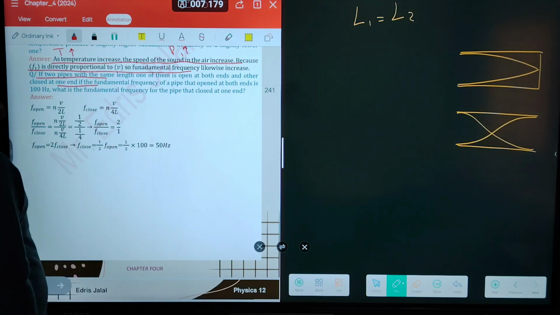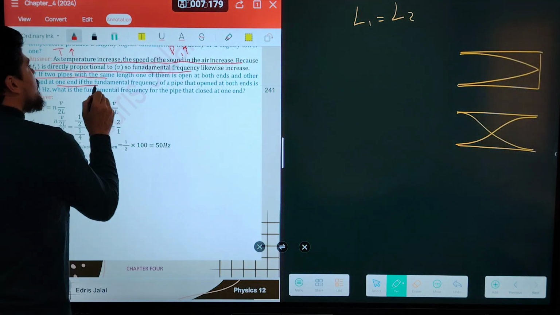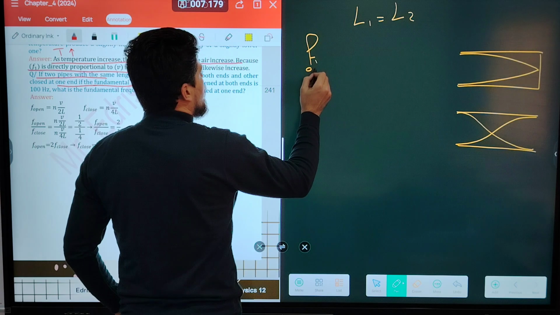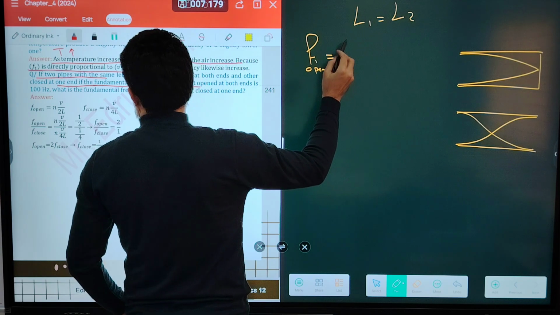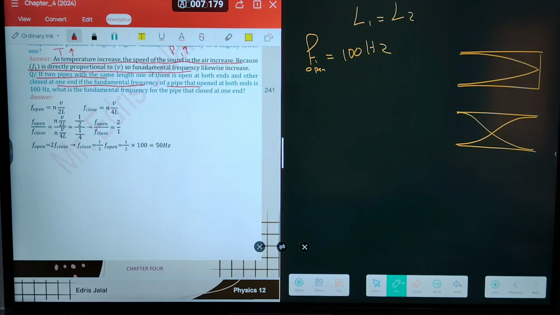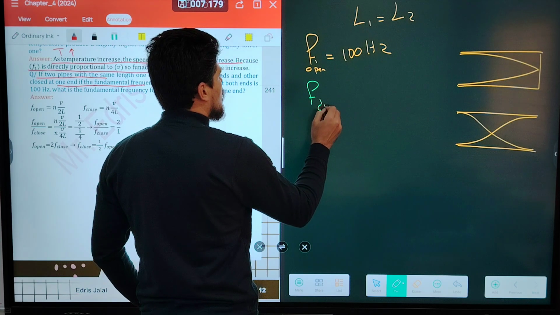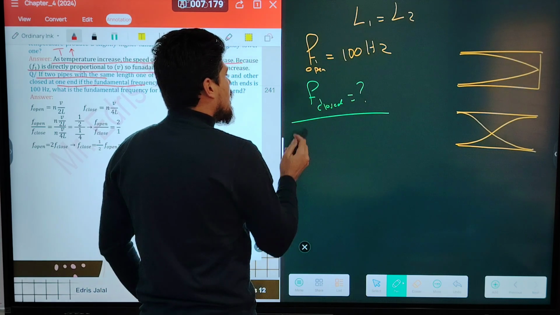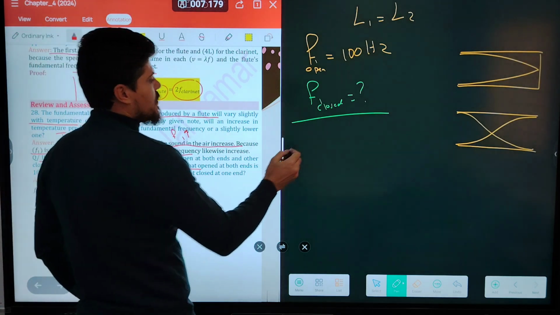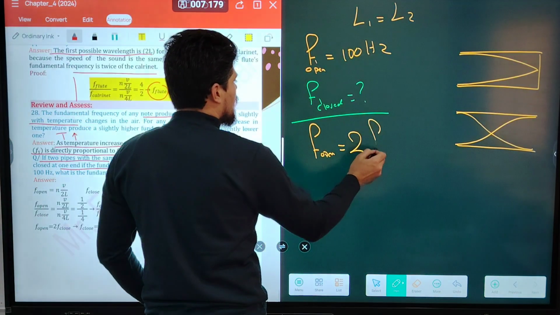If the fundamental frequency of the pipe that is open at both ends, F1 open, is equal to 100 hertz, what is the fundamental frequency of the pipe closed at one end? What is F1 closed? As I proved it here for you, F open is equal to twice F closed.